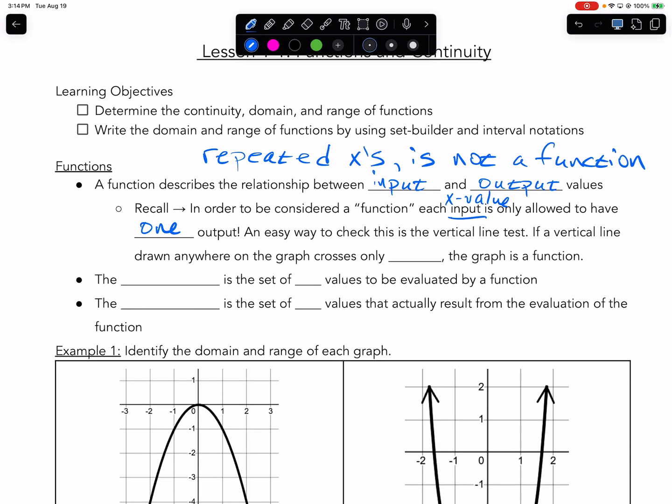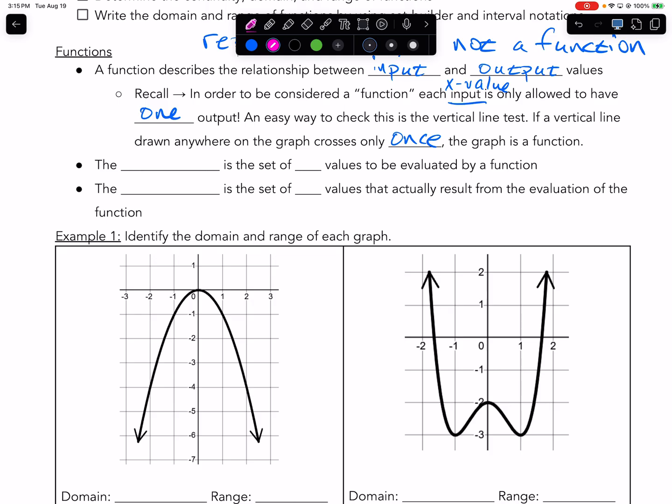Okay. So if we do the vertical line test, right? A vertical line drawn anywhere on the graph crosses only one time. So if I draw a vertical line on this graph right here, how many times did I hit the function? One time, right? I hit it right here. Okay, if I draw a vertical line on this function, how many times did I hit the function? I hit it one time right here. Okay, so that means that's a function.